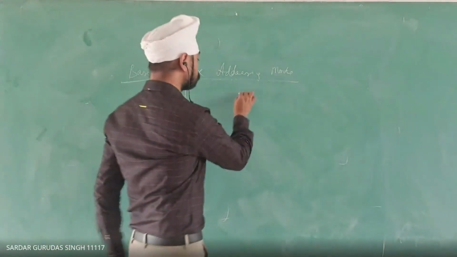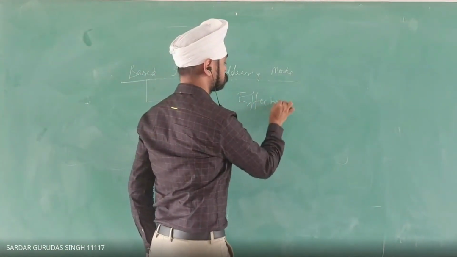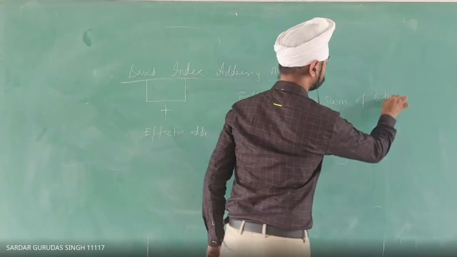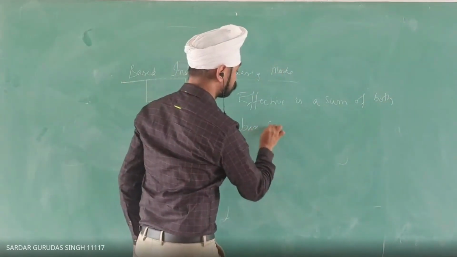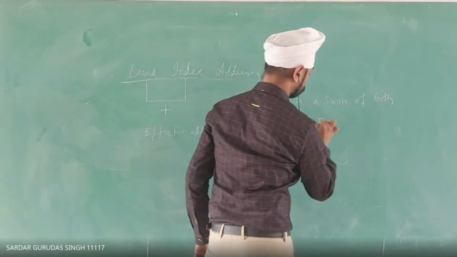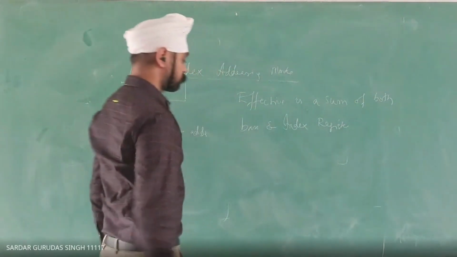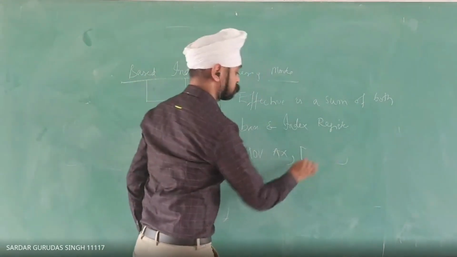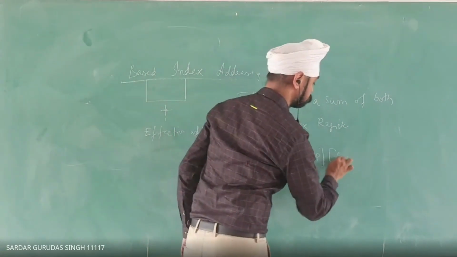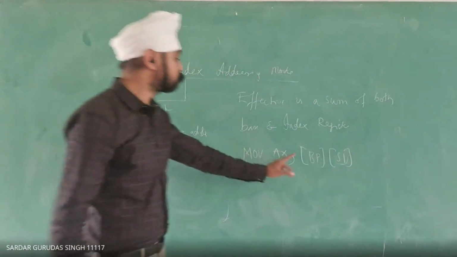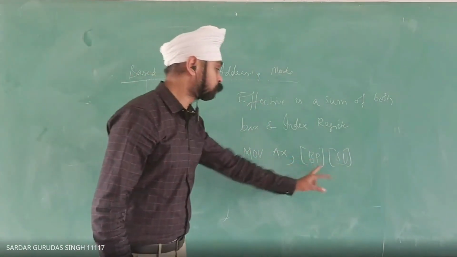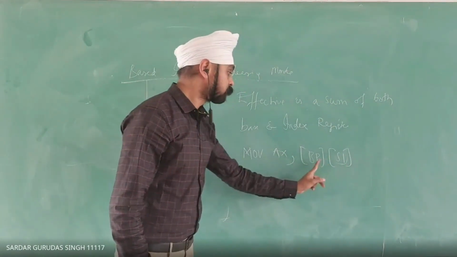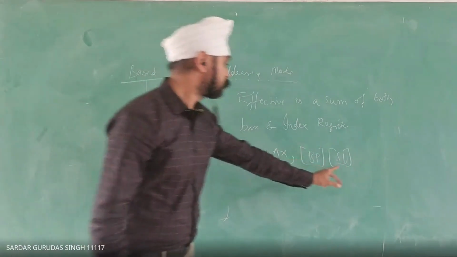So we define it as: effective address is a sum of both base and index register. For instance, if I write the instruction like this, move AX comma some type of base register and some type of index register. If you observe this instruction, both registers are there. Base register and index register. Okay, pointer register and index register is there.